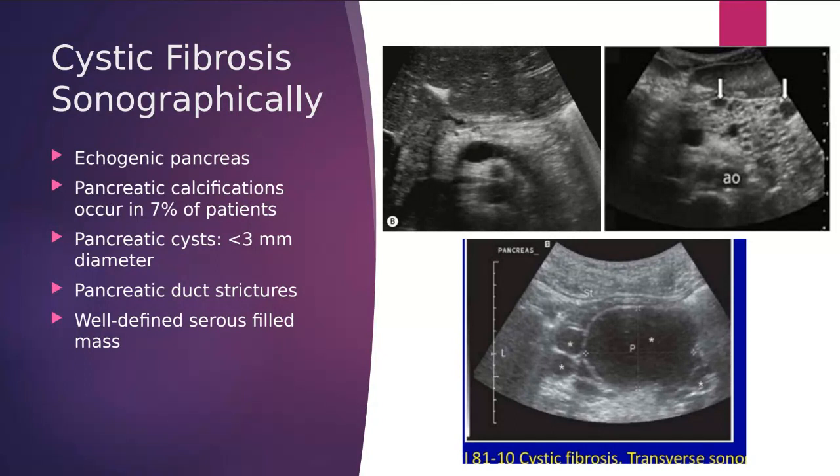So if we look at these different variations, we have our echogenic pancreas here, so all of that fatty tissue replacement. We look at our picture to the right, this is all of that cystic replacement, and the pancreas is still looking echogenic as well. And then here on the bottom, we have our serous-filled fluid mass right here.